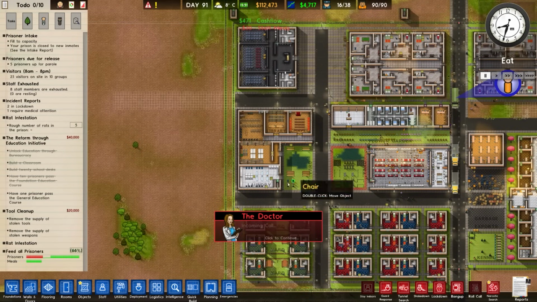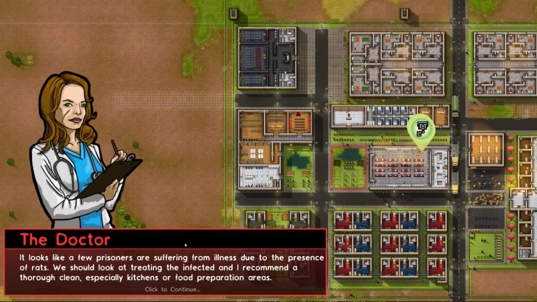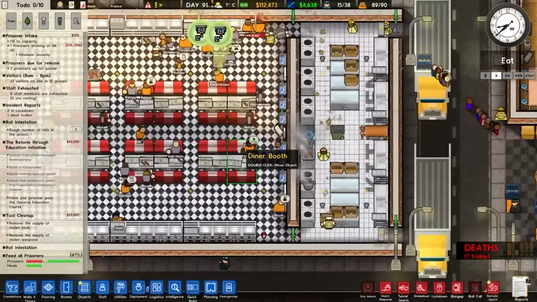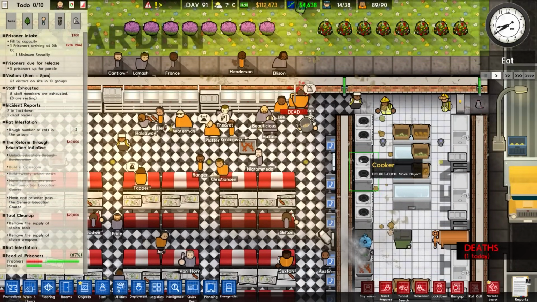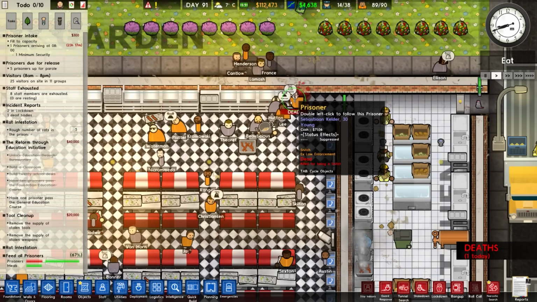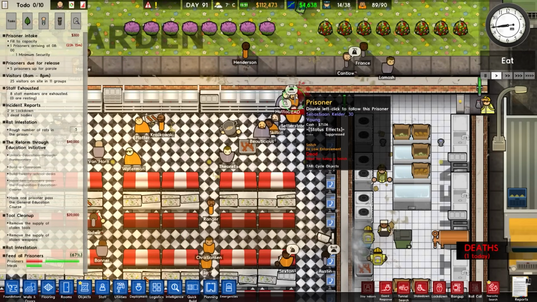And what's going on here? The doctor's calling. Looks like a few prisoners suffering from illness due to the presence of rats. And also we've got some fighting going on. Snitch and ex-law enforcement. So, you know the thing I was just saying about we're not really having problems with snitches and ex-law enforcement and protective custody? Well, apparently that was a lie.